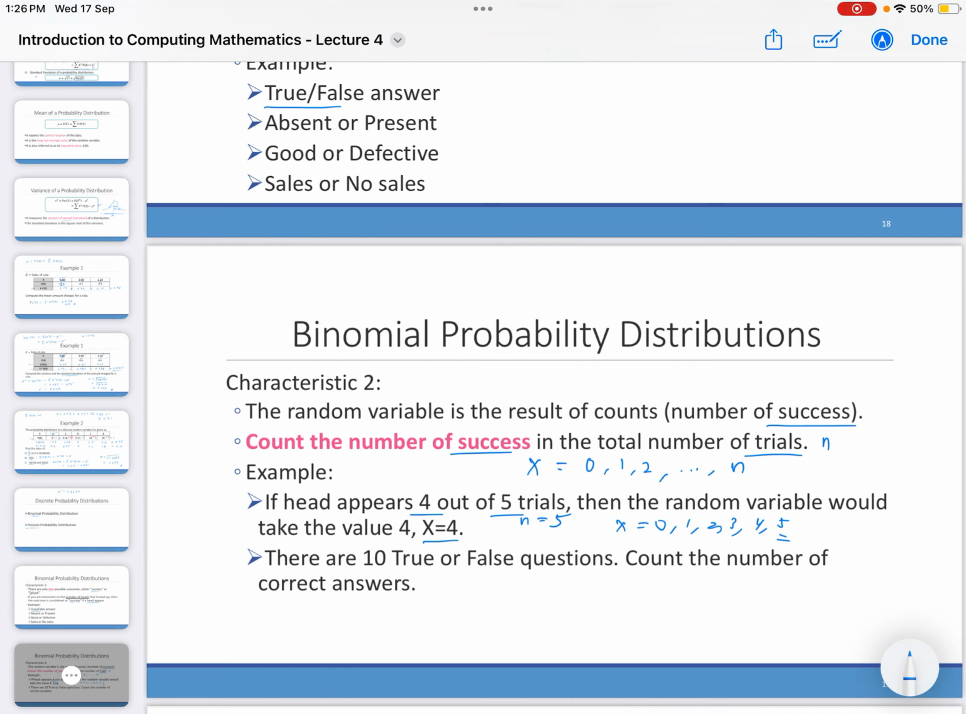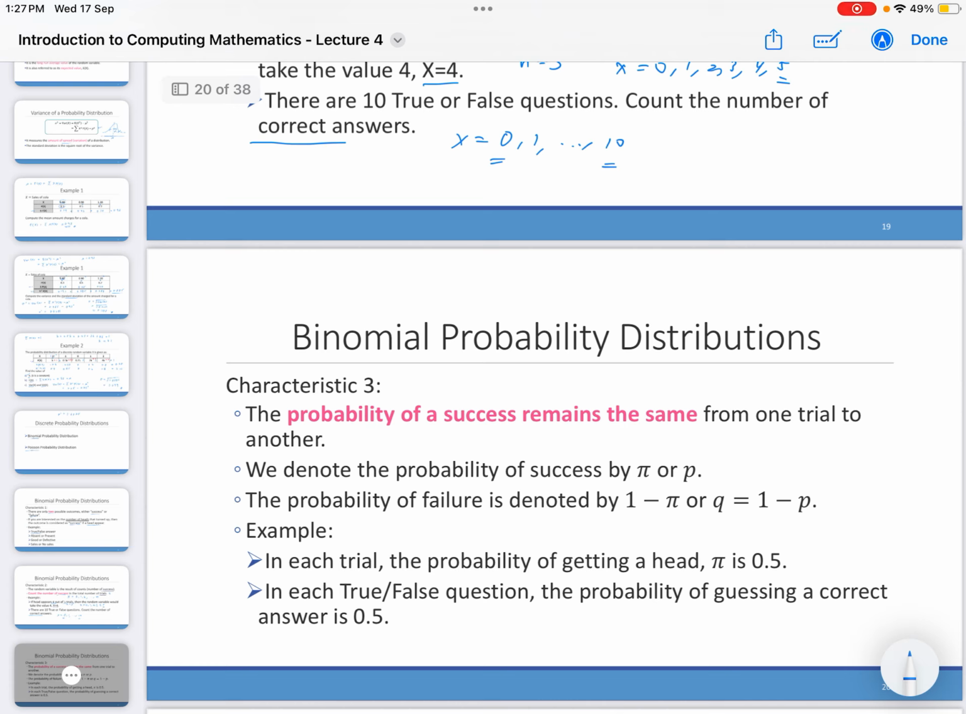Okay, and then if there are 10 true or false questions, we count the number of correct answers, or the number of true answers. So x can take the value of 0 true answers up until 10 true answers. So x is the count of successes, starting from 0 up until n. The maximum number will be n for binomial.